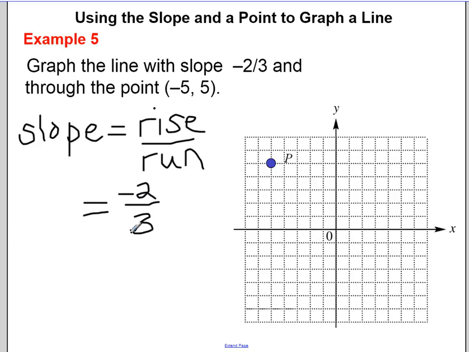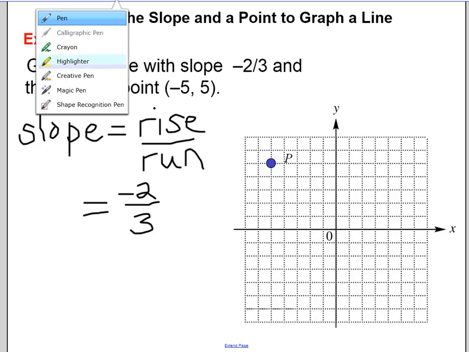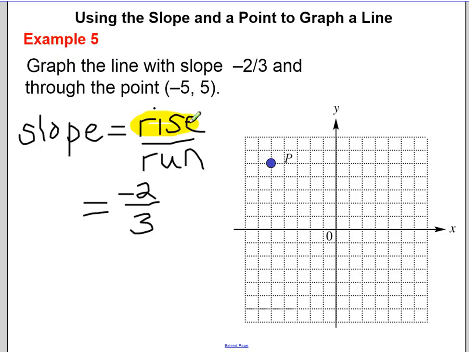So that means our rise is negative 2. So from the point given, negative 5, 5, I'm going to rise. Instead of going up, I'm going to go down 2 units. Now the run part of the slope is positive 3. So from this point, I'm going to move in the direction 3 units to the right. So my new point is right here. And then I can graph a line through those 2 points.